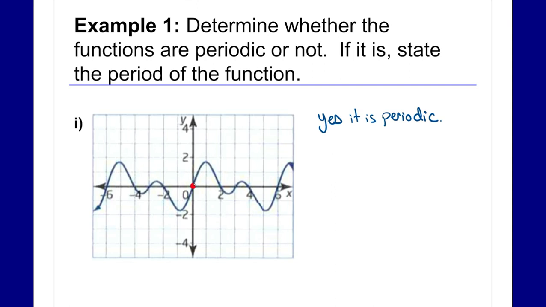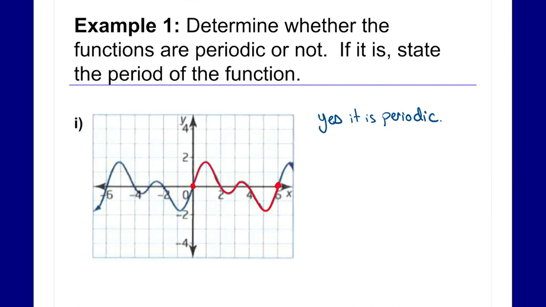So again, you could kind of start to trace it. Right here, we end up back at that same y value, that same height, but I'm not repeating my cycle yet. So I'm going to keep on going. Again, I come back to that same value. Haven't repeated my cycle yet. I'm going to keep going. Come back to that value. Okay, that looks like one cycle.